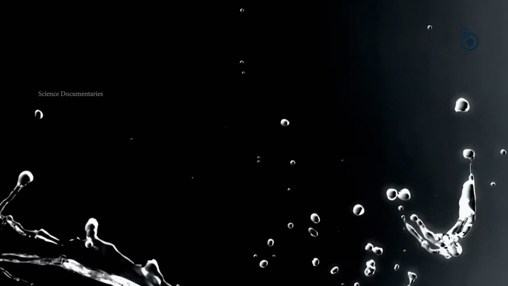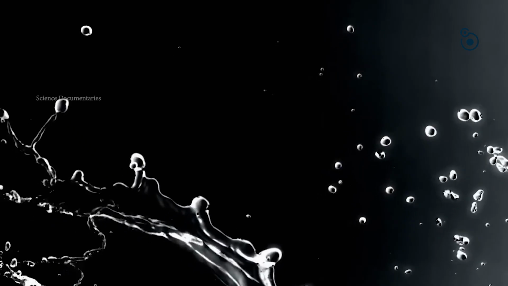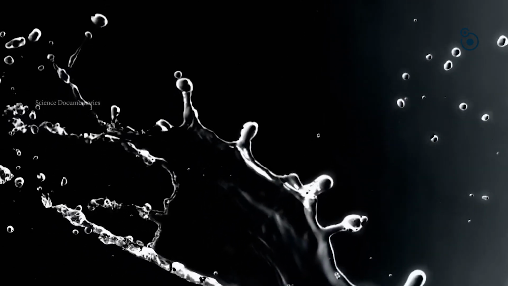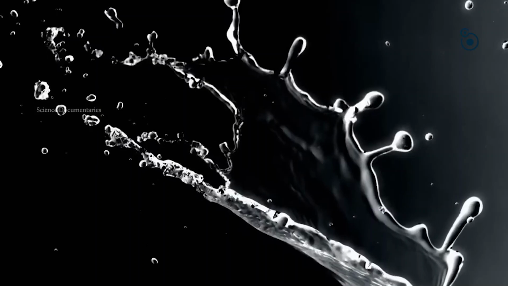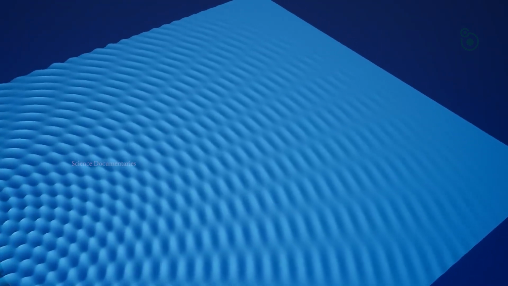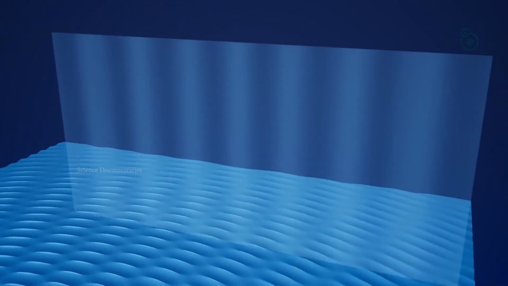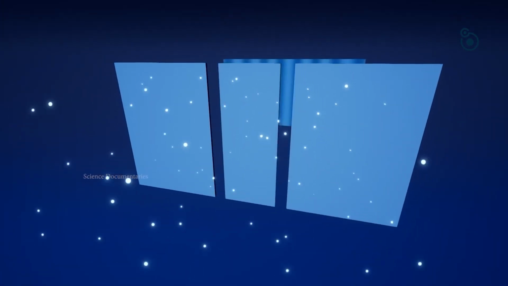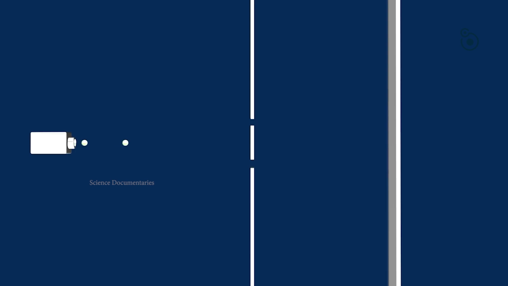In the experiment, when single electrons are fired through two slits, you'd expect them to create two vertical stripes on the screen behind. But in fact, they mysteriously create three. The pattern is only possible if the individual electrons behave as waves, passing through both slits at the same time. It's completely counterintuitive and simply doesn't make sense. The trouble is, it seems to be true.